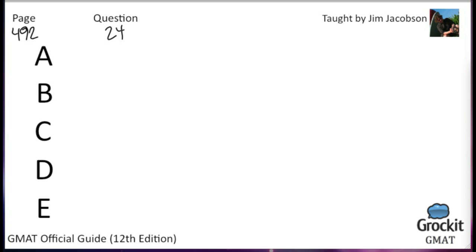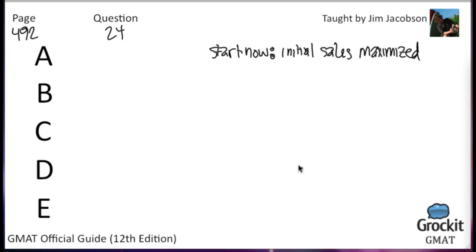Which of the following, if true, provides the Plexus Corporation with the best reason for postponing advertising its new chip? First, let's summarize the argument. The argument is start advertising now for the 12-month later release. Start now, initial sales will be maximized. But they are actually going to start in 6 months.